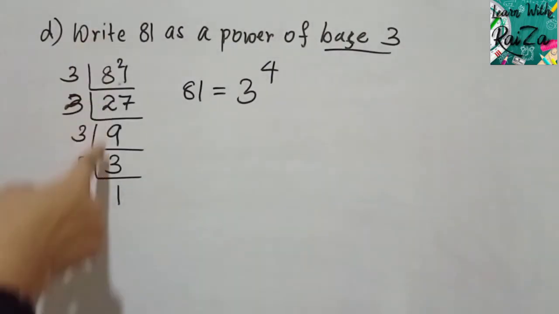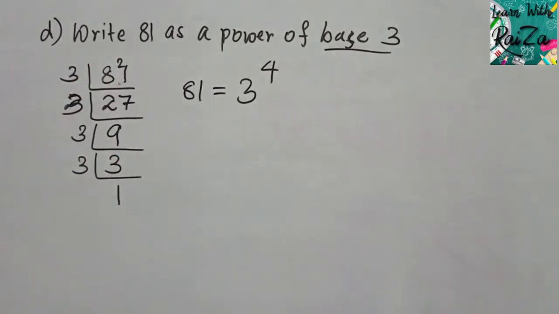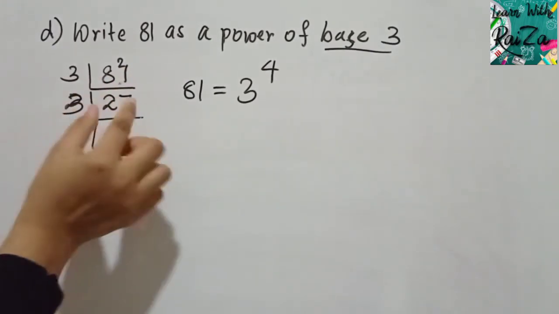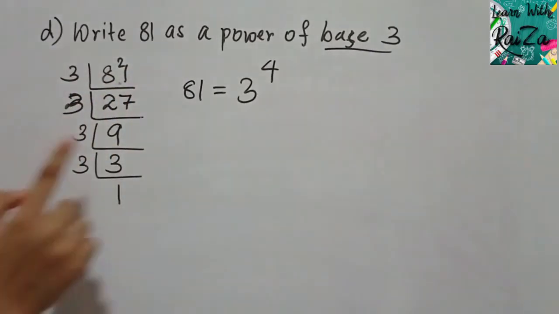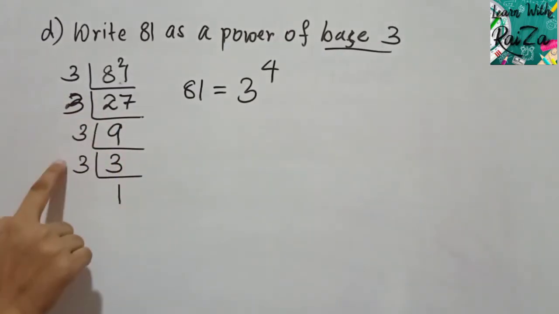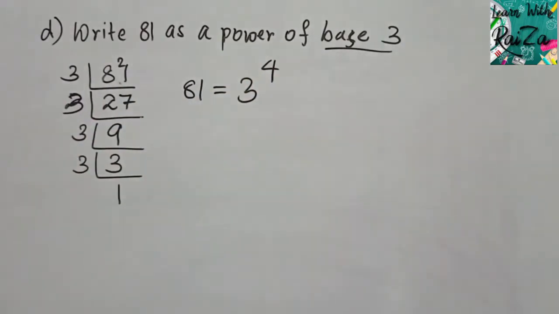I'll explain this to you again. In 8 you have 2 3's but 2 remainders. So 21 comes. In 21 you have 7 3's. 27 divided by 3, 9. 9 divided by 3, 3. 3 divided by 3, 1. So 81 is equal to 3 to the power 4.